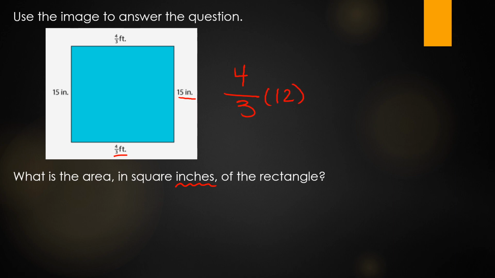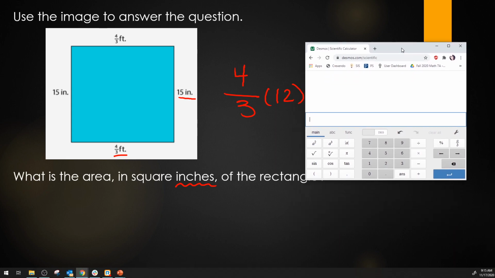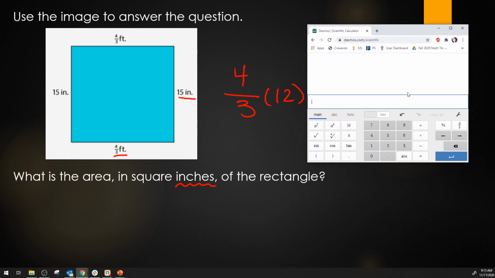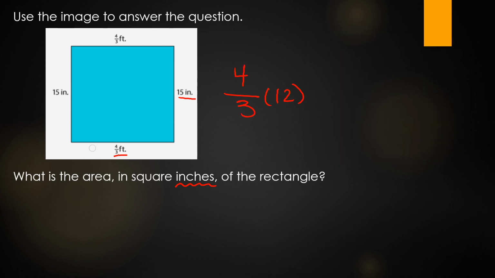And you can use a calculator here. I recommend it just to help you go a bit faster and to make sure that we're not making any silly mistakes. So I have 4/3 and I'm going to multiply that by 12 and I get 16. So that means that each of these side lengths is going to be 16 inches.